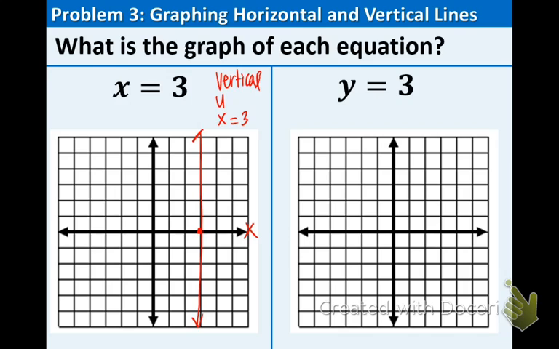Now, for y equals 3, we're using the HOI part of the acronym. So y equals 3, that means we have a horizontal line. Find the 3 on the y-axis and draw a horizontal line through that point. Make sure you use arrows to show that the line's going on forever.